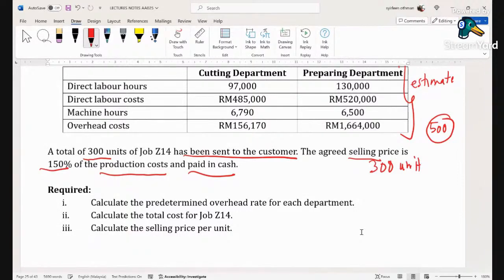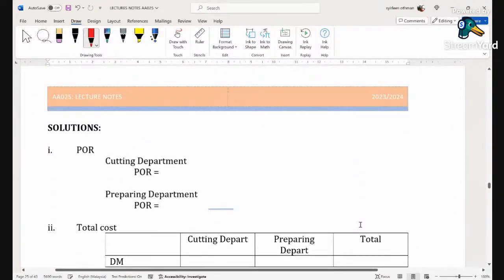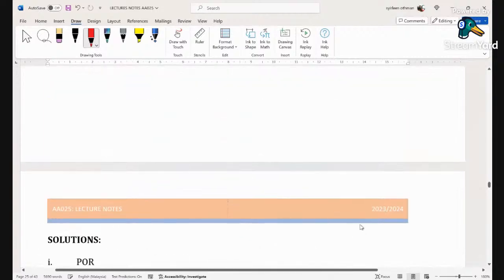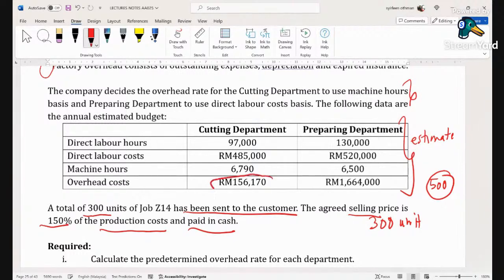Okay, so kita akan buat job cost table bukan job cost sheet. Sebab dia suruh kira total cost sahaja. And then kita akan kira selling price. Okay. So POR is based on your estimation tadi kan. Okay, so we are using the data from the second table, yeah, alright. So this is your estimated overhead. Okay, cutting department 156,170, preparing department 1,664,000.